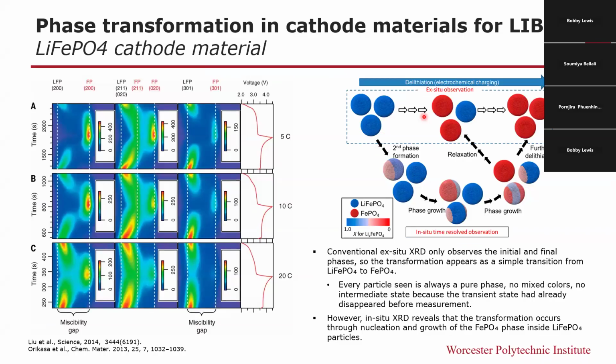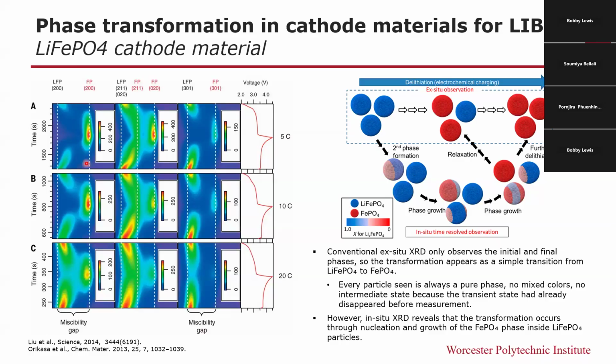And if we compare the 3 current rates, we can clearly see a difference in the diffraction pattern. At 5C rate, the FFP peak in the bright color gradually fades, while the FP peak grows and then reverses on the D chart, and the gap between LFP and FP peaks remains mostly dark, meaning the visibility gap is still clearly defined, and the reaction proceeds largely as a conventional two-phase process.